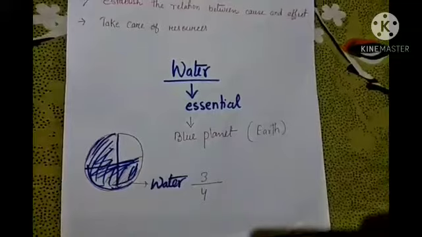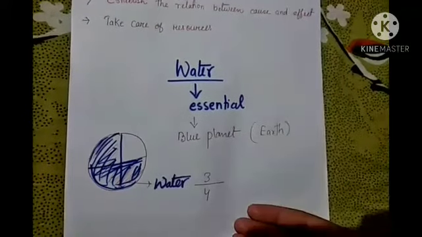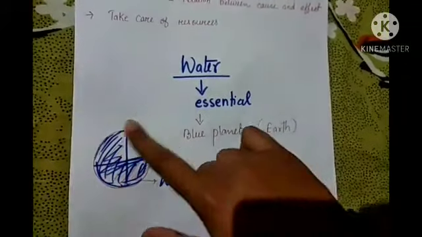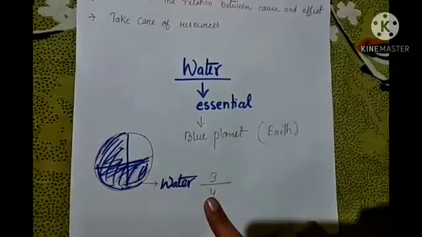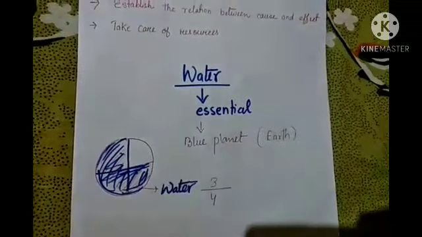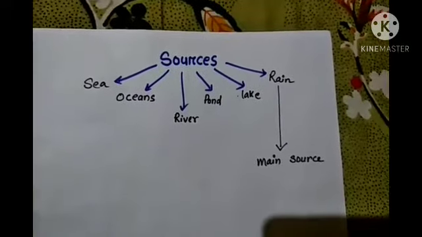So we will learn about the sources of water. But why is our planet called the blue planet? Because 3/4 of the surface is covered with water. So that's why our Earth is also called the blue planet. Now let's learn the sources.